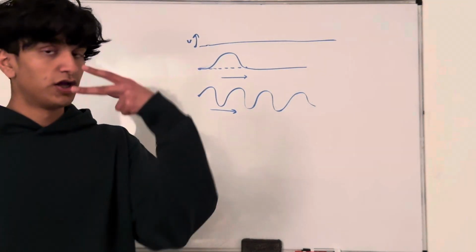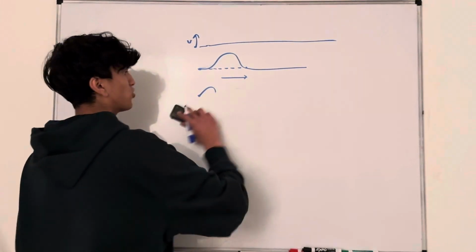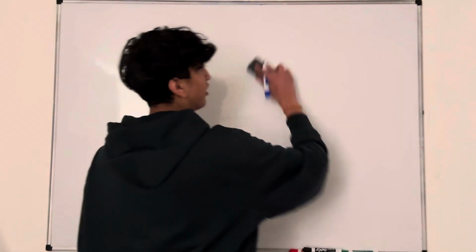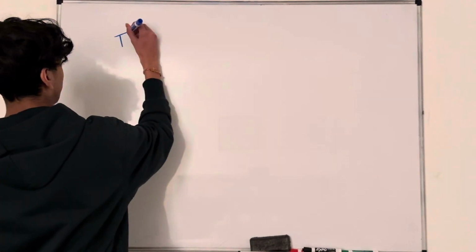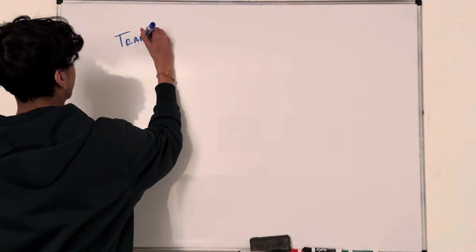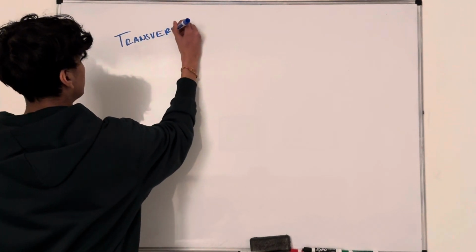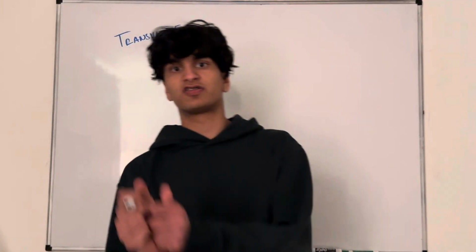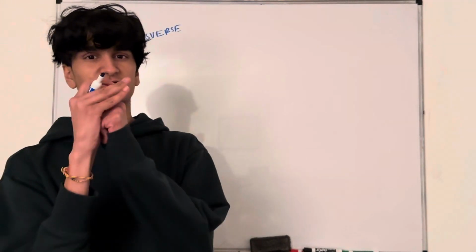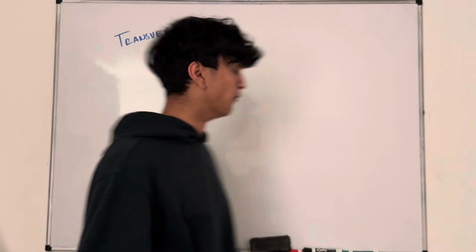So here are the two types of waves. The first type, the one people think of when they hear wave, is a transverse wave. A transverse wave is a wave in which the motion of the particles is perpendicular to the direction of the wave.